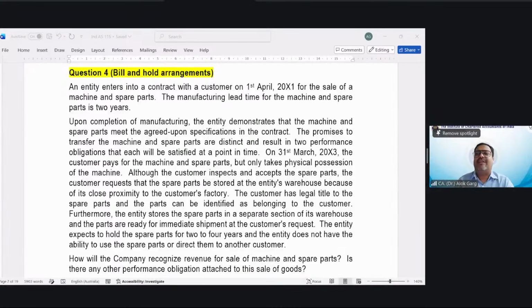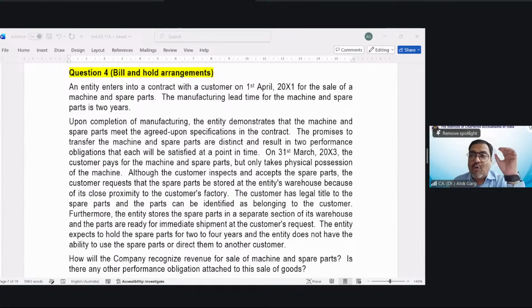The product is not ready, which means the product is not in my showroom. So the product currently must be ready for physical transfer, and the entity cannot have the ability to use the product or direct it to another customer. The fourth condition. What was the first condition?